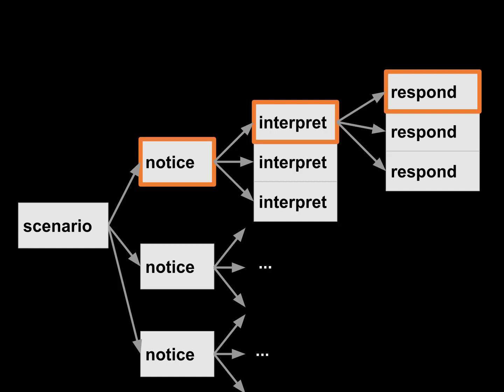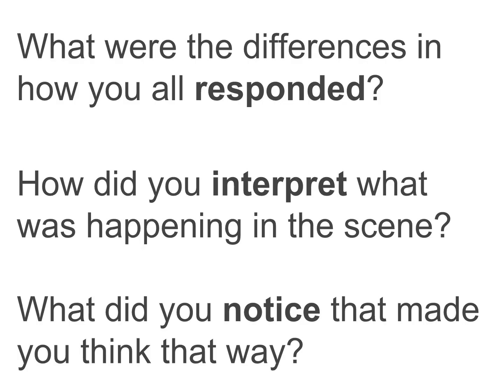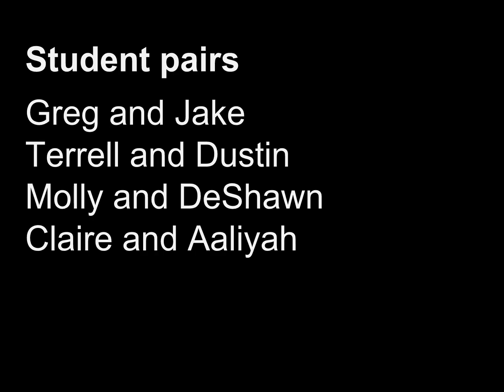So everybody's going to be noticing different things, interpreting them in different ways, and responding to it in different ways. I want you to think about the differences in how you all responded and how you interpreted what was happening in the scene and what you noticed in the first place that made you think that way. This is going to be the basis of your discussion prompt in our course.